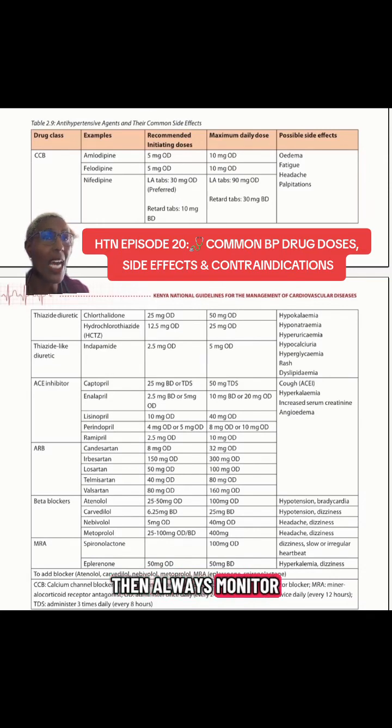Then always monitor the labs, the electrolytes for the thiazide, the UECs for the ACEs and MRAs, and ask the patient directly, are you having a cough? Are your legs swelling? Is there any breast tenderness? So always screen for those side effects. And remember, hypertension is treatable, controllable, and complications can be prevented. We need to know our drugs, we need to know the doses, the side effects, and also when not to use those medications.